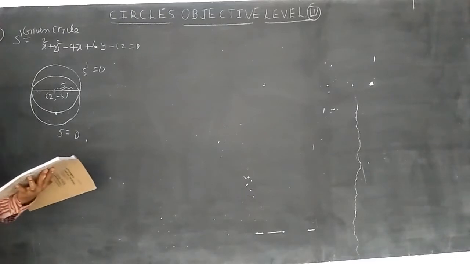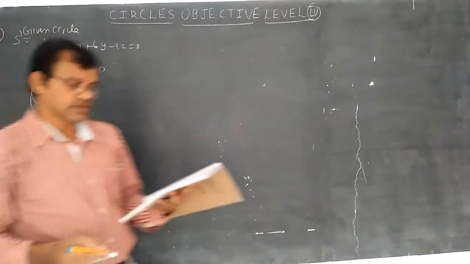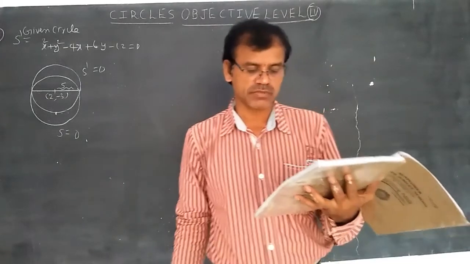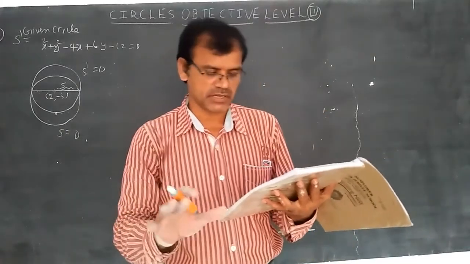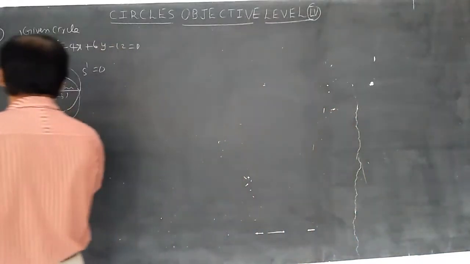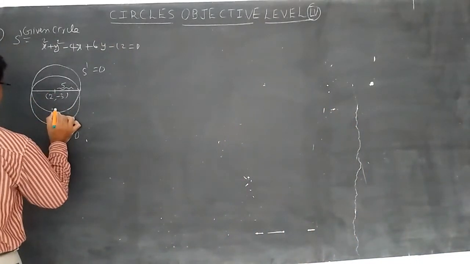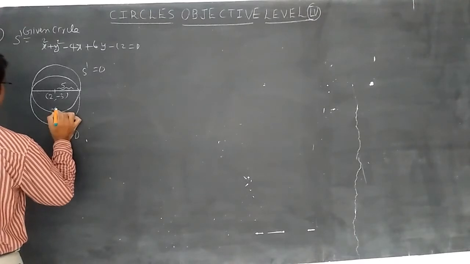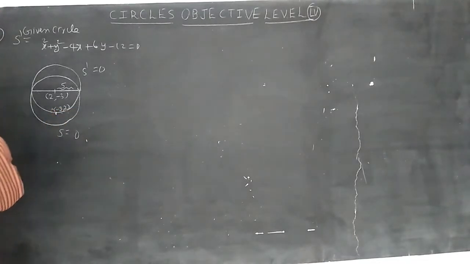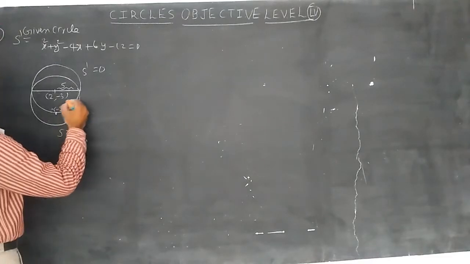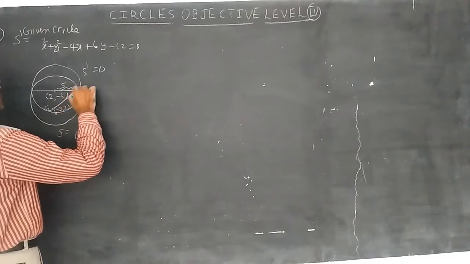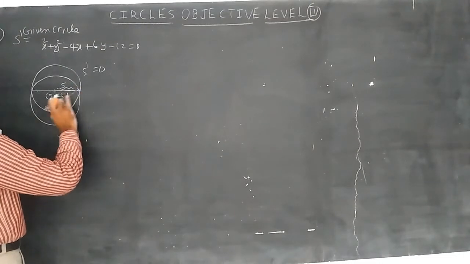Now he is asking, if one diameter of a circle given by the equation x square plus y square minus 4x plus 6y minus 12 equal to 0 is a chord of another circle whose center is minus 3 comma 2. He indicated here the center of this circle. Center of the third circle is minus 3 comma 2. Then what is the radius of S? Here this is the center, from center to any point of the circle.